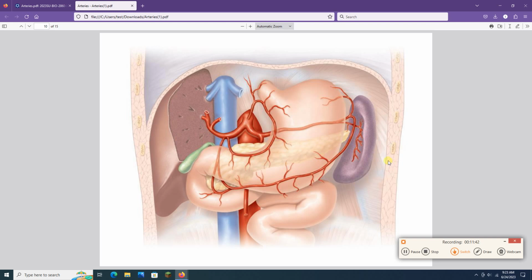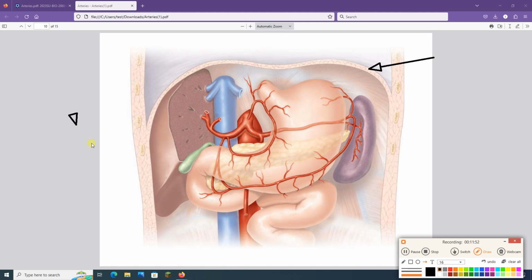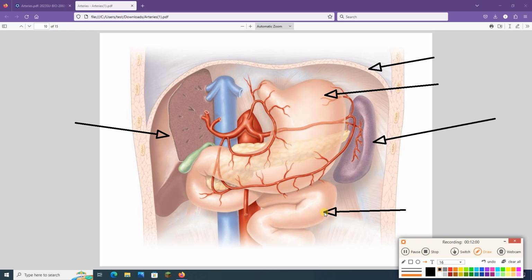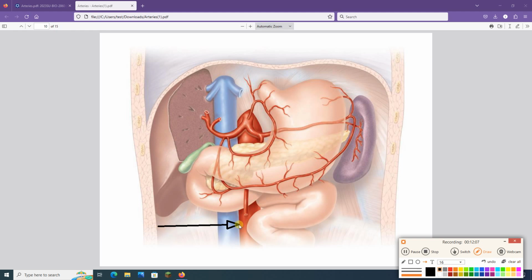I'm going to deal with stuff inferior to the diaphragm. Speaking of the diaphragm, there it is right there. Lovely looking diaphragm. And let's orient ourselves a little bit here. Here's a liver. Here's a spleen. Here's a stomach. Here's the small intestine. Okay, that'll get us started. And what I see here is this big red guy right here. I see him coming through the diaphragm right here as well. That big red guy is my descending abdominal aorta.